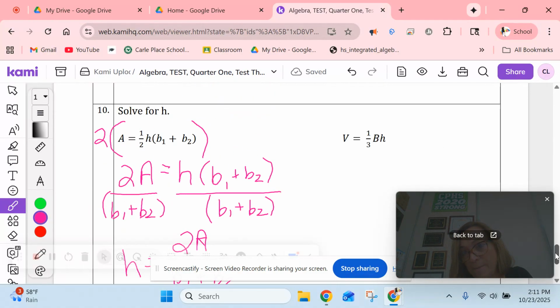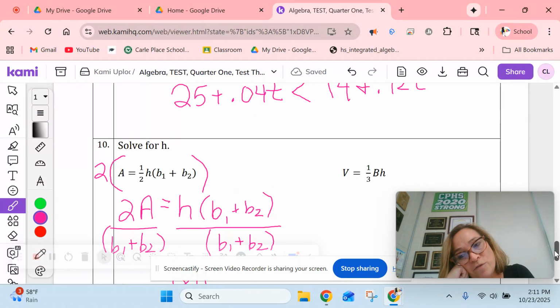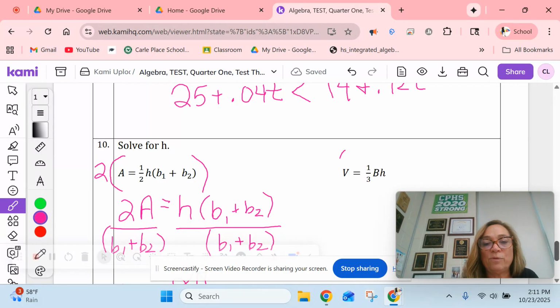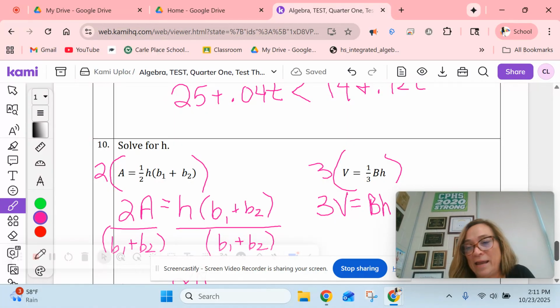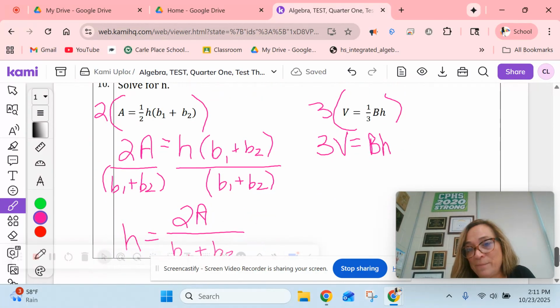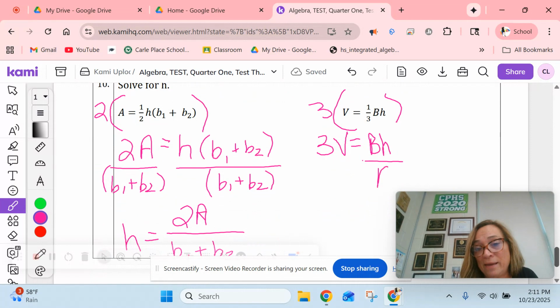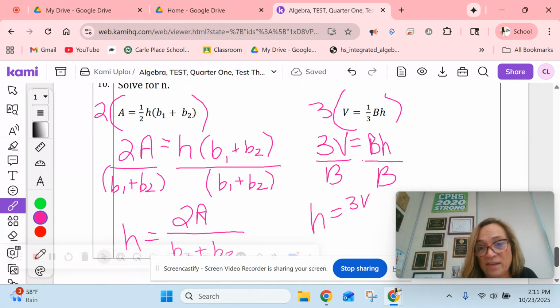All right, here we go. Last one. In order to move the 1/3, you have to multiply by the reciprocal, so you're going to multiply by 3. So that gives me 3v equals big BH. Now I have to get rid of the big B, so I'm going to divide. So I divide by big B, I divide by big B, and I get H equals 3V over big B. Again, do not change the case. Lowercase stays lowercase, uppercase stays uppercase.